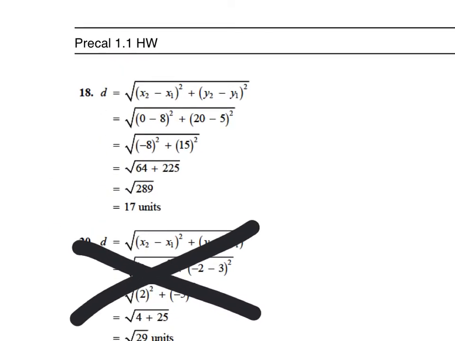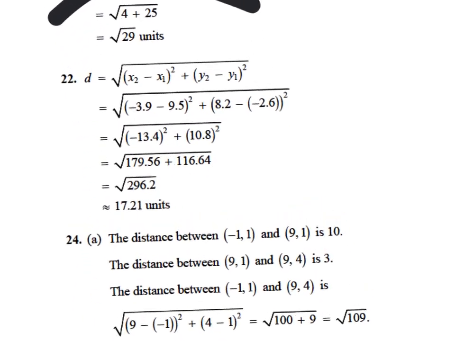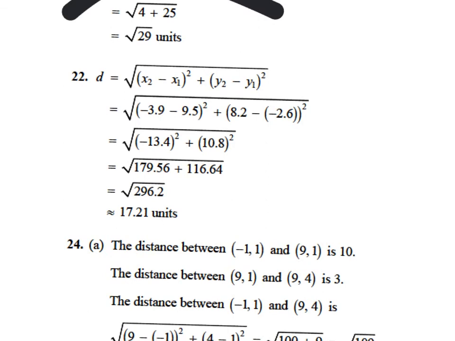18 was the square root of 289, which is 17. It's like one of the hardest ones to remember. 20 is something like 22, I would have let you use a calculator for because I don't expect you to know the square root of 296.2 off the top of your head.